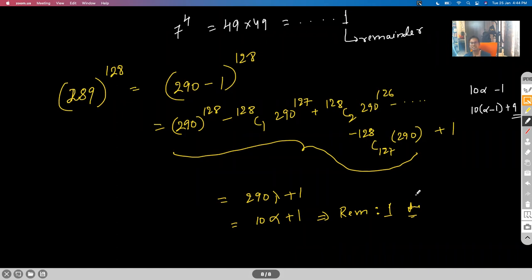Never write a remainder as a negative number. Remainder is always from 0 till 1 less than the divisor. So it can never be negative. It can never be equal to the divisor. It can never exceed the divisor. That is for sure. But if this kind of scenario comes, your remainder is going to be 9. Are you getting my point?